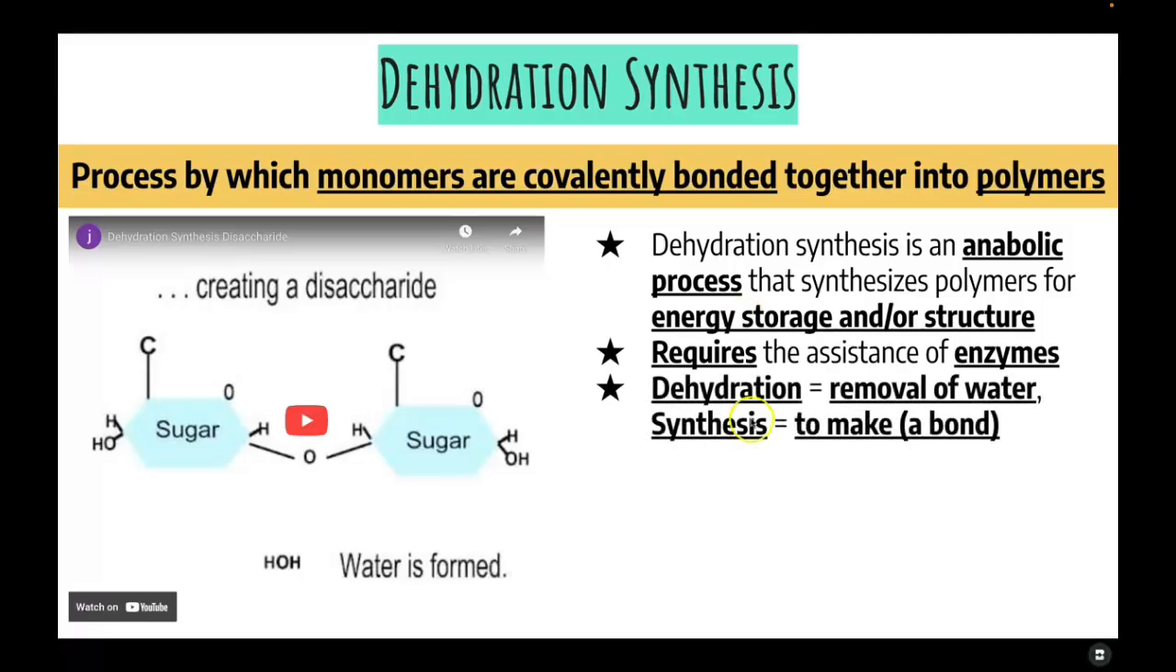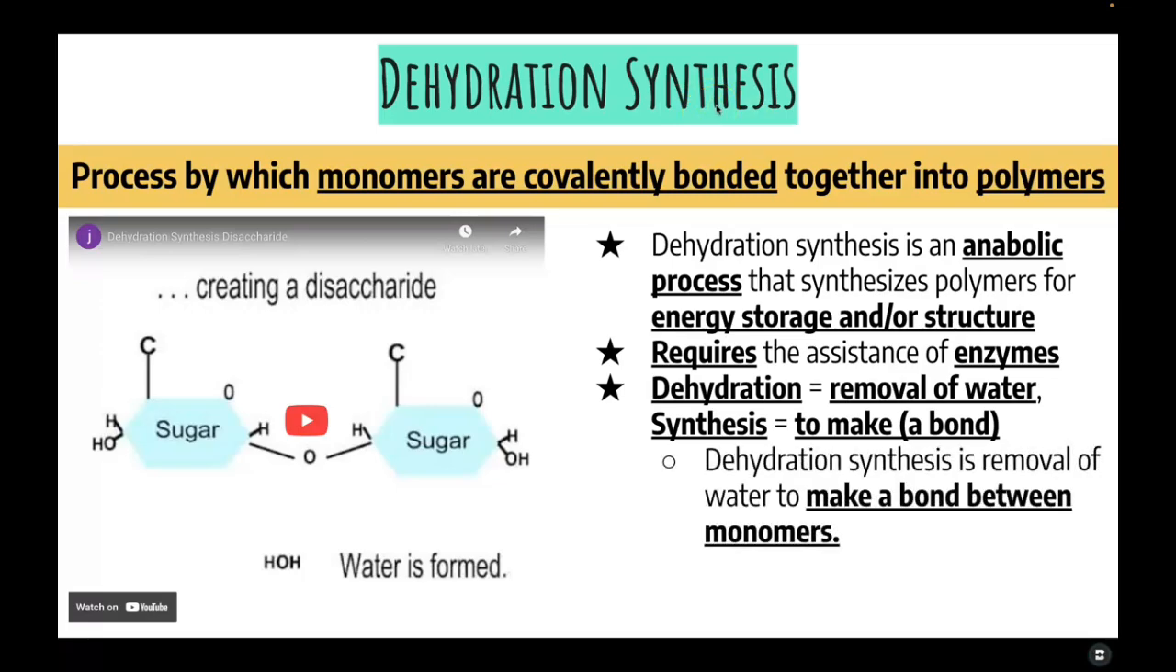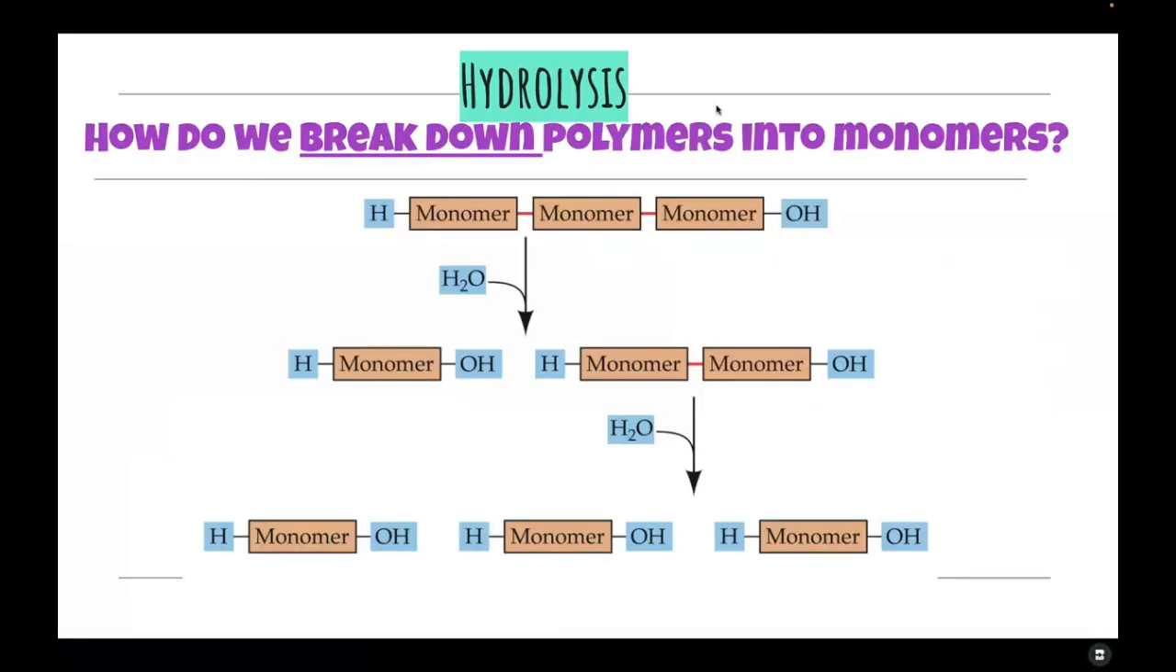And so dehydration, again, you're going to have water as a byproduct. So you're removing water. And synthesis means to create something. The bond you're making is a covalent bond. So to sum it up, dehydration synthesis is the removal of water to make a covalent bond between monomers. All right. Again, water is formed as a byproduct.